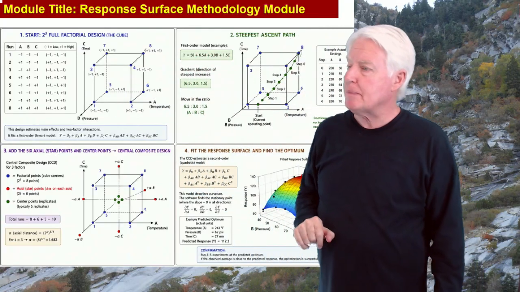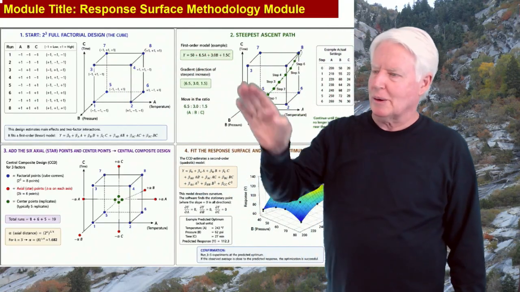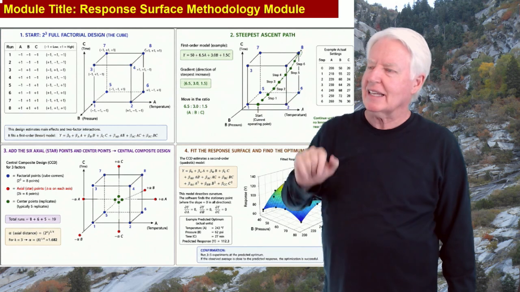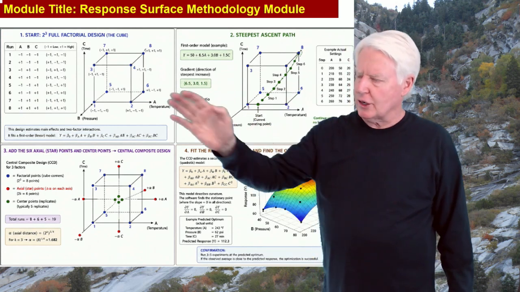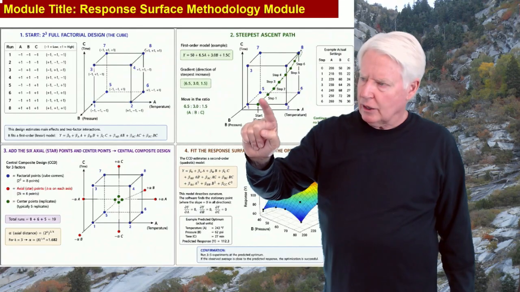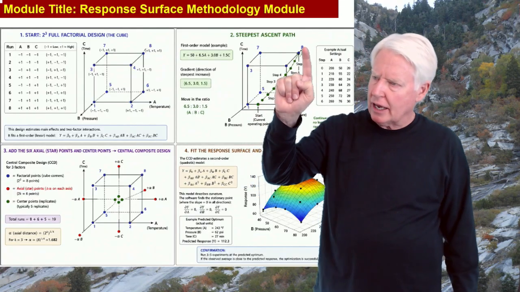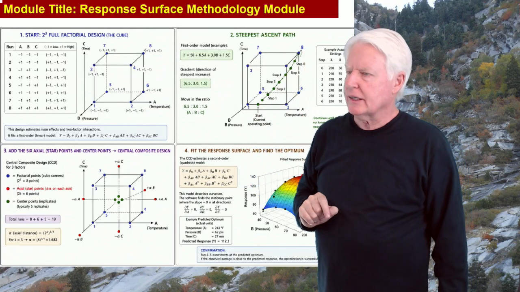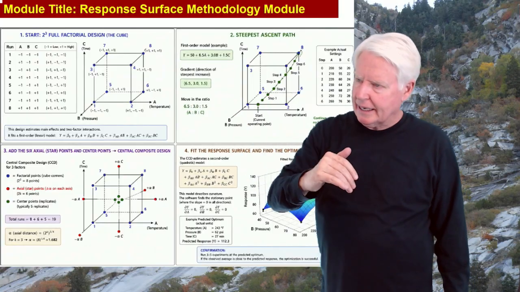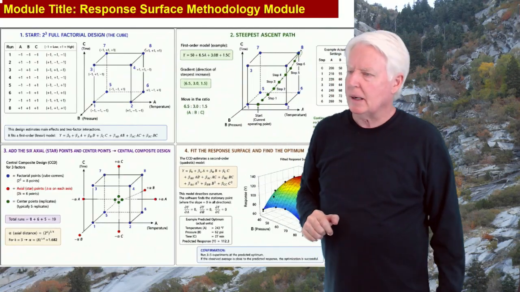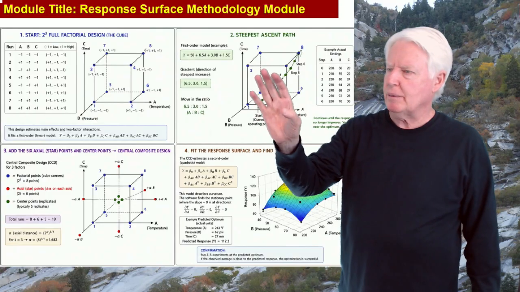Step 2, do the steepest ascent. Notice I did a cube around the whole steepest ascent thing, but it's not within your original operating range. You go outside that operating range and you do the ascent path. Remember, you can also do a descent path. Same procedure, only you're going down. So keep that in mind. Okay, so we covered that.